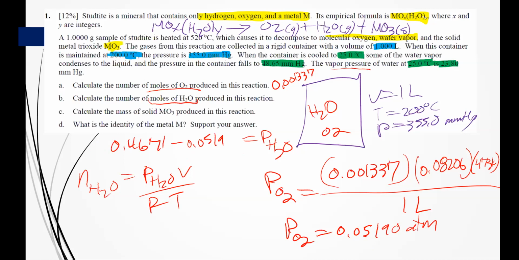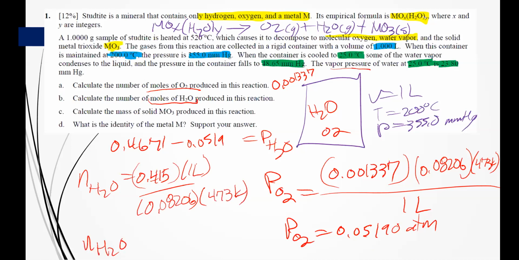So my pressure on my water becomes 0.415. My volume is still 1 liter. My R is 0.08206. And my T is 473 Kelvin. So the moles of my water is 0.010697.